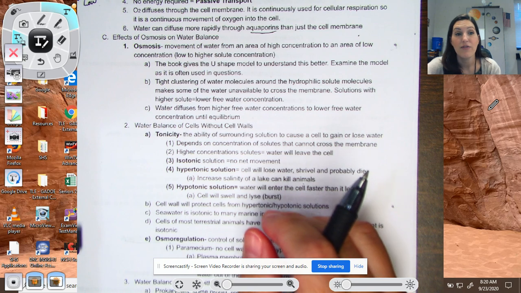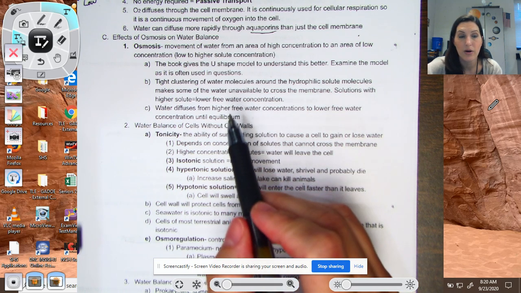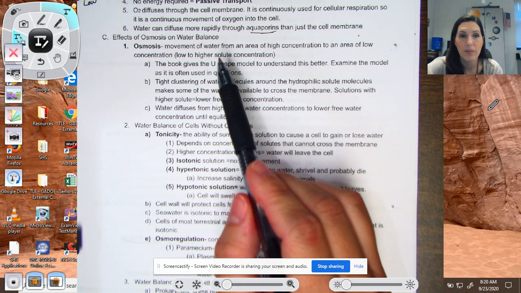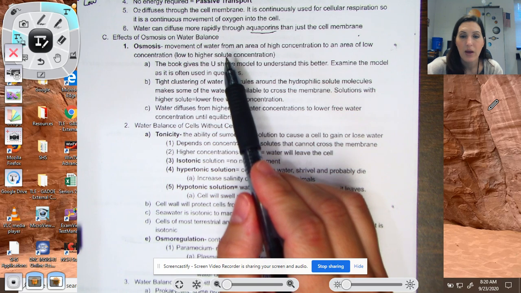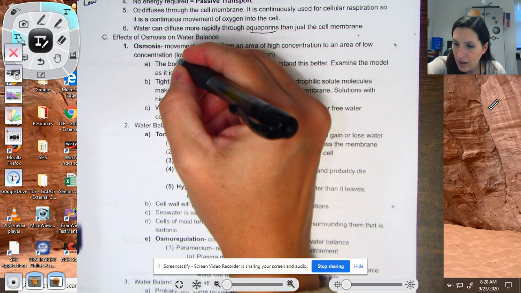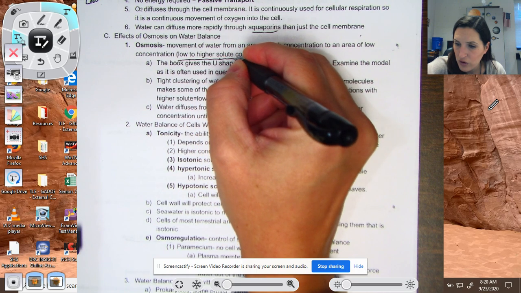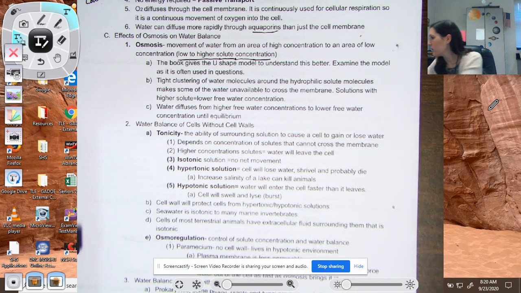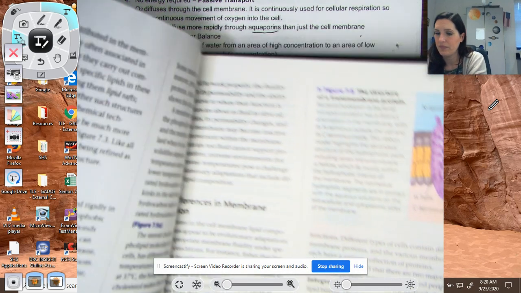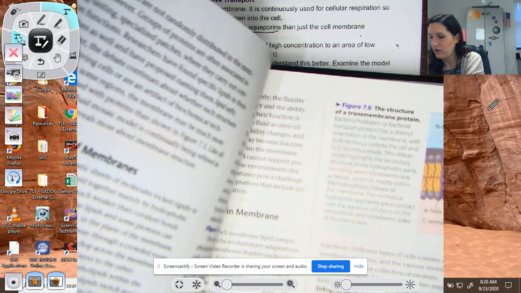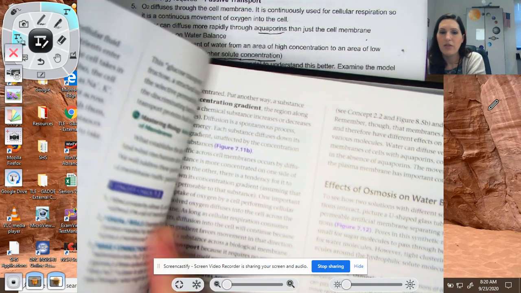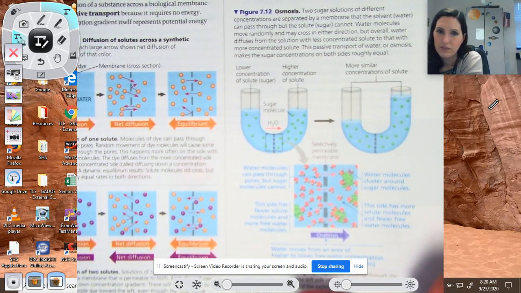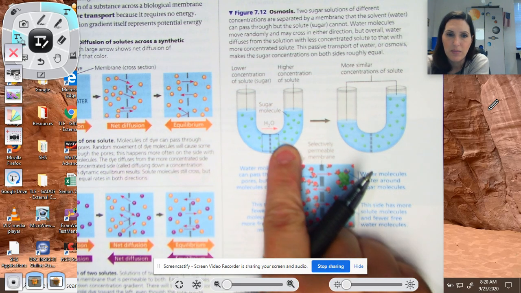Okay. The effects of osmosis and water. Osmosis, remember we said osmosis agua, it's the movement of water from an area of high concentration to an area of low. And this is the other way we have to think about it. We have to think about it as an area of high solute concentration. Low solute to high solute. The book gives, and in your reading, you'll see this too, these models are often used, okay? Like this, the U-shaped models.